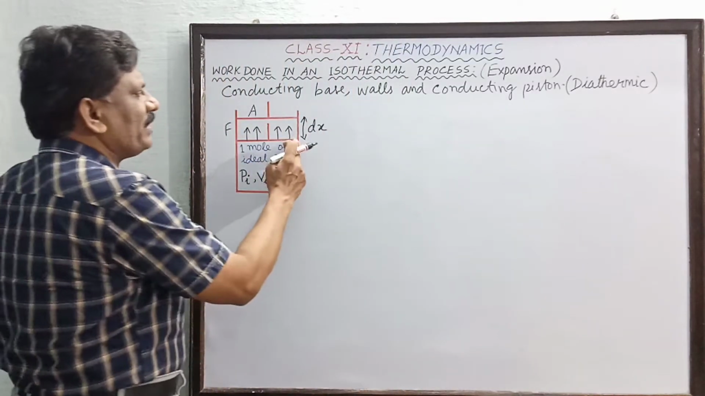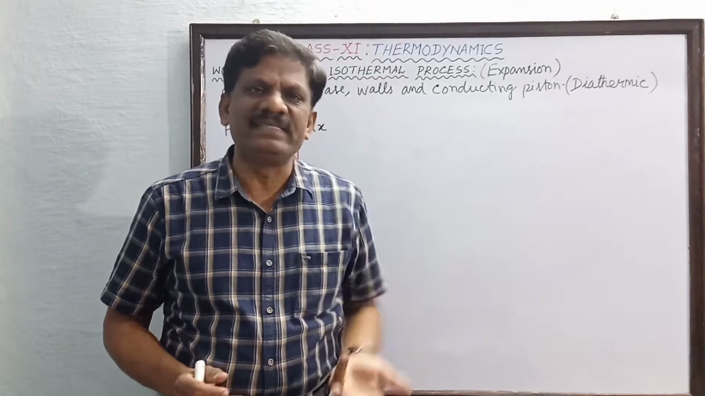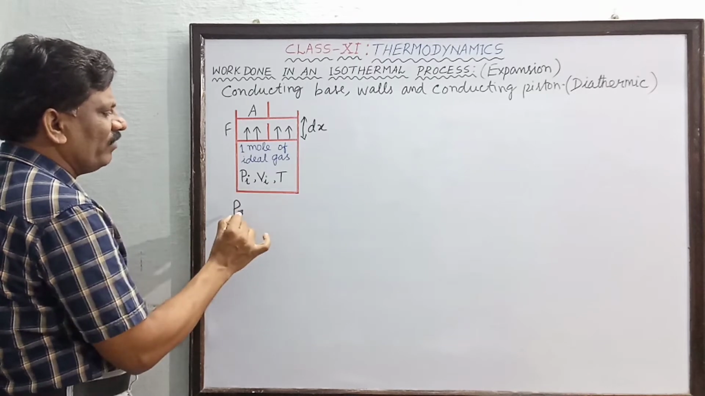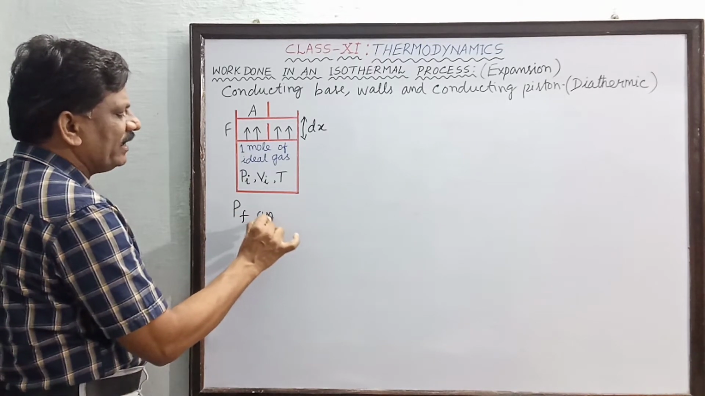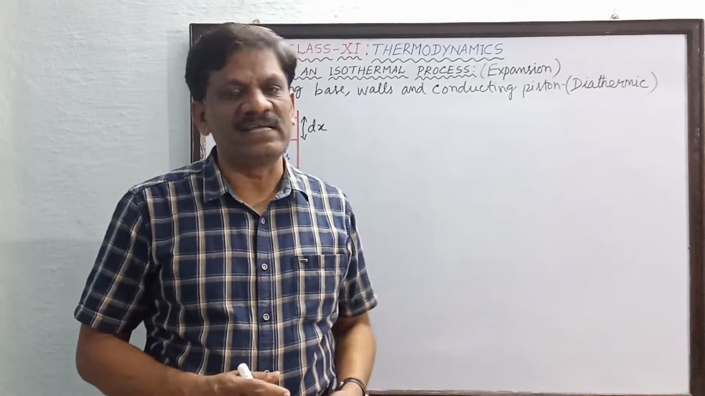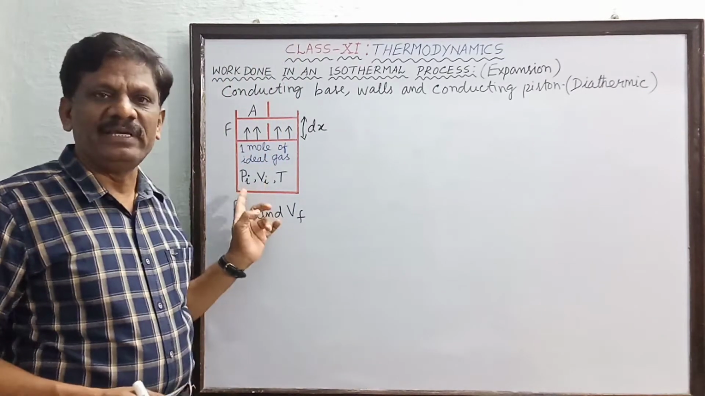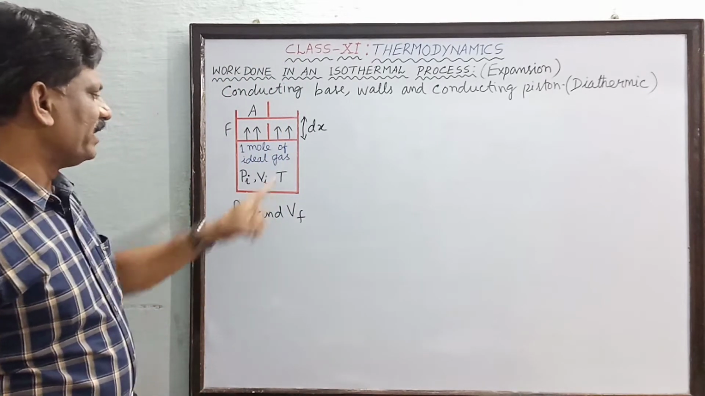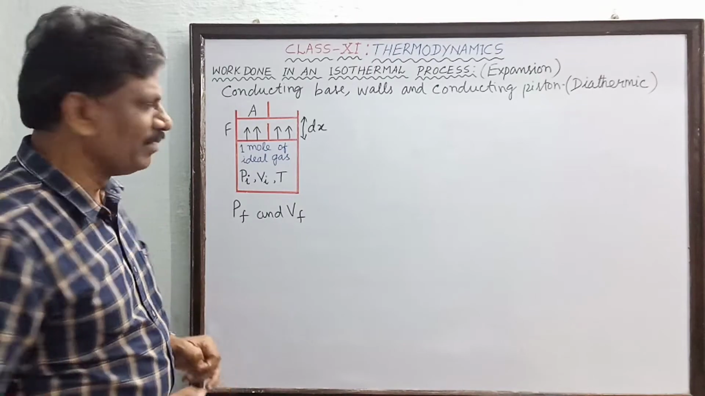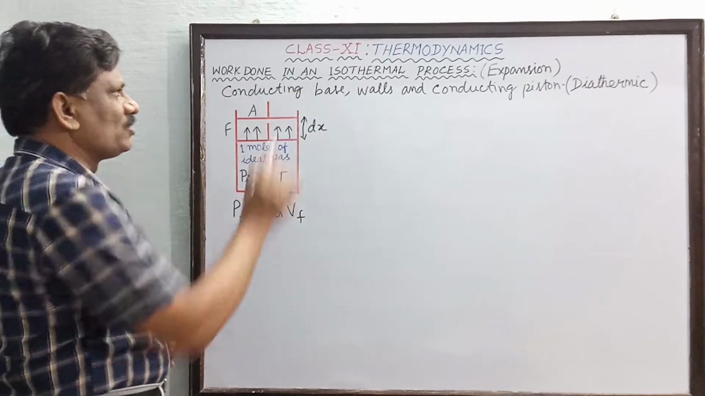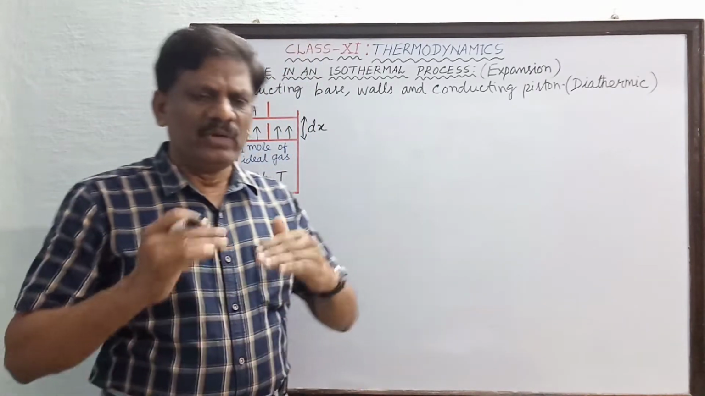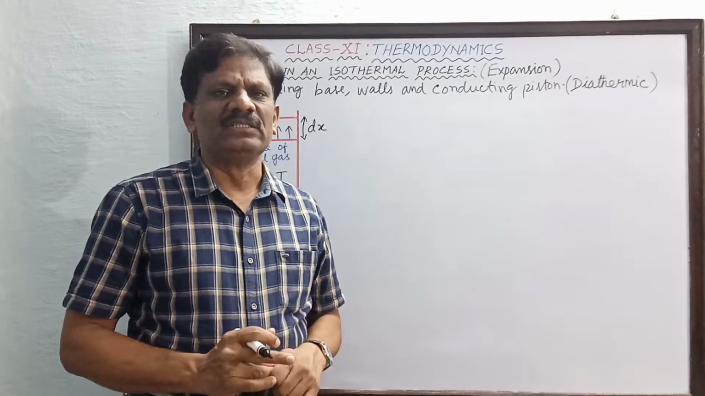But since the piston has moved in the upward direction, the volume has increased, so the pressure will decrease and the volume will increase. Pf and Vf are the thermodynamic coordinates after the expansion of the gas. Initial pressure and volume were Pi and Vi. After expansion, Pf and Vf are the pressure and volume of the gas, but the temperature remains constant. Such a process is called an isothermal expansion.